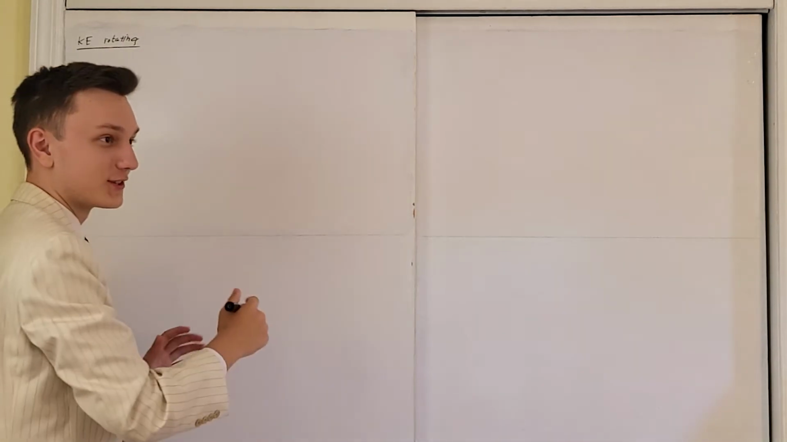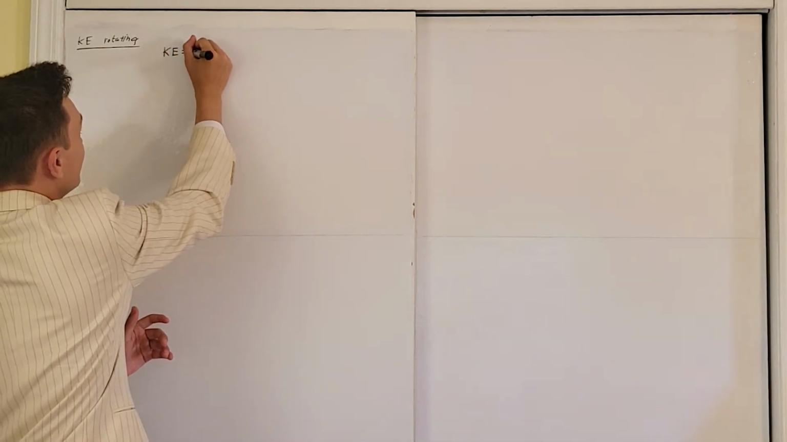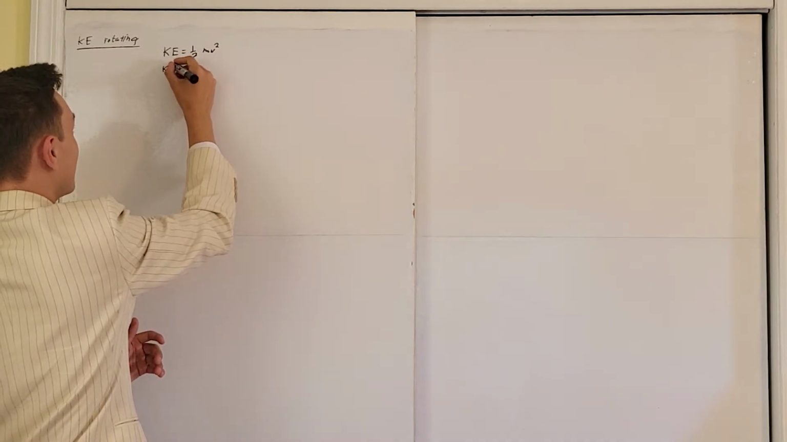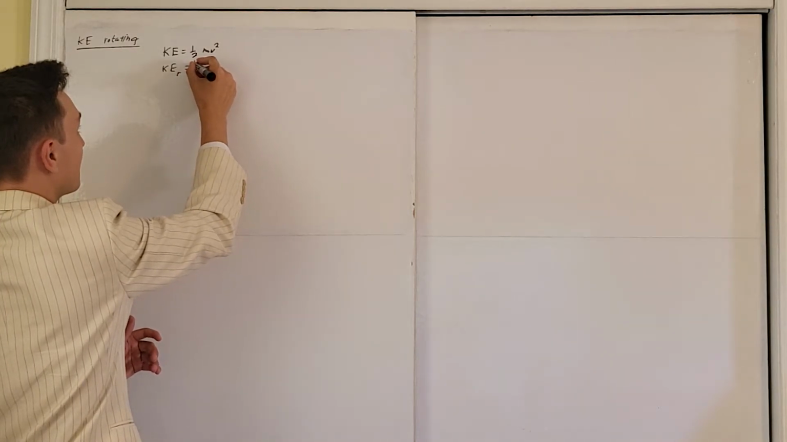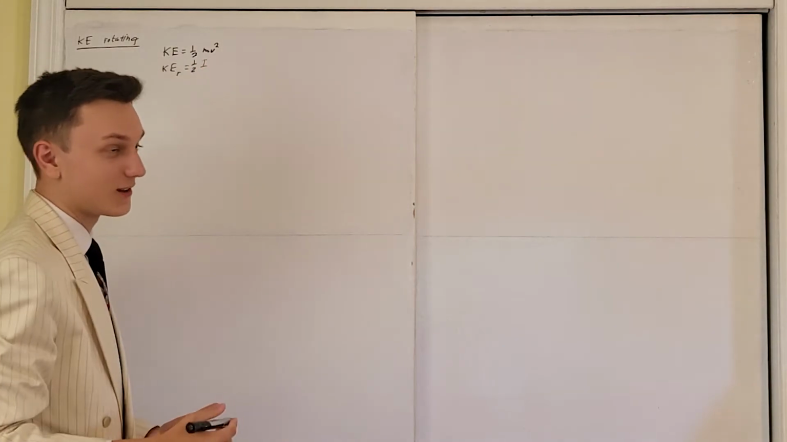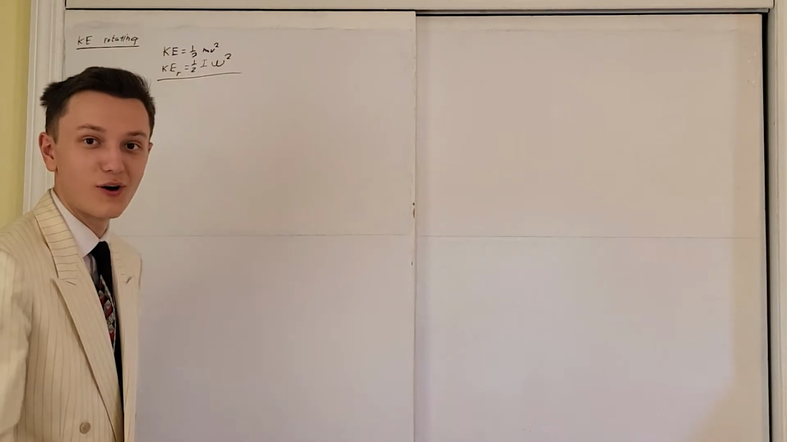Okay, let's first start with translational kinetic energy. Translational kinetic energy is 1/2 mv squared. Rotational kinetic energy is 1/2, what's the analog of mass? Rotational inertia. What's the analog of velocity? Angular velocity. Oh, that was so hard.